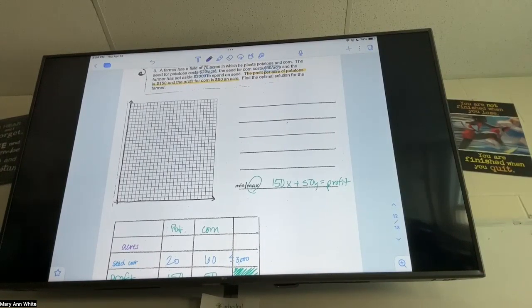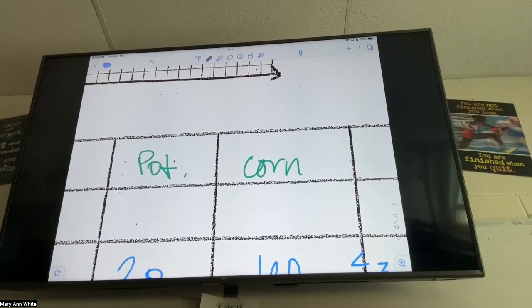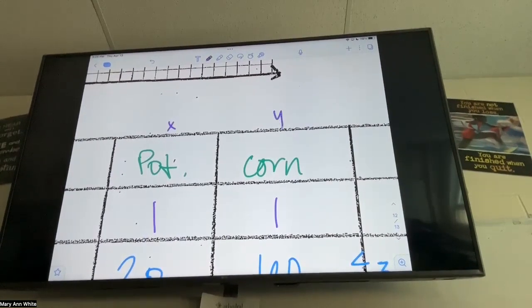We don't know it yet. So we're going to just treat it as equal. We'll call it X and Y. Actually, even better, let's just go 1 and 1, because we'll say potatoes is X and corn is Y.